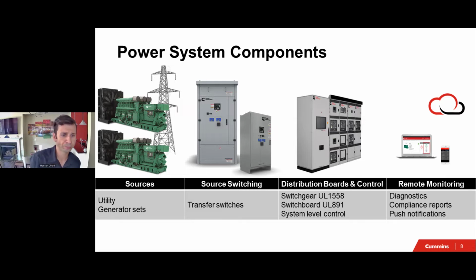Your system also may have distribution boards and control, or a system level control. For distribution boards, the two most commonly named that you're familiar with are a switchgear, which falls under UL 1558, and a switchboard, and the standard for that is UL 891. And in some applications, depending on the complexity of the project and the requirements of the application, you may have a system level controller to orchestrate the entire system.